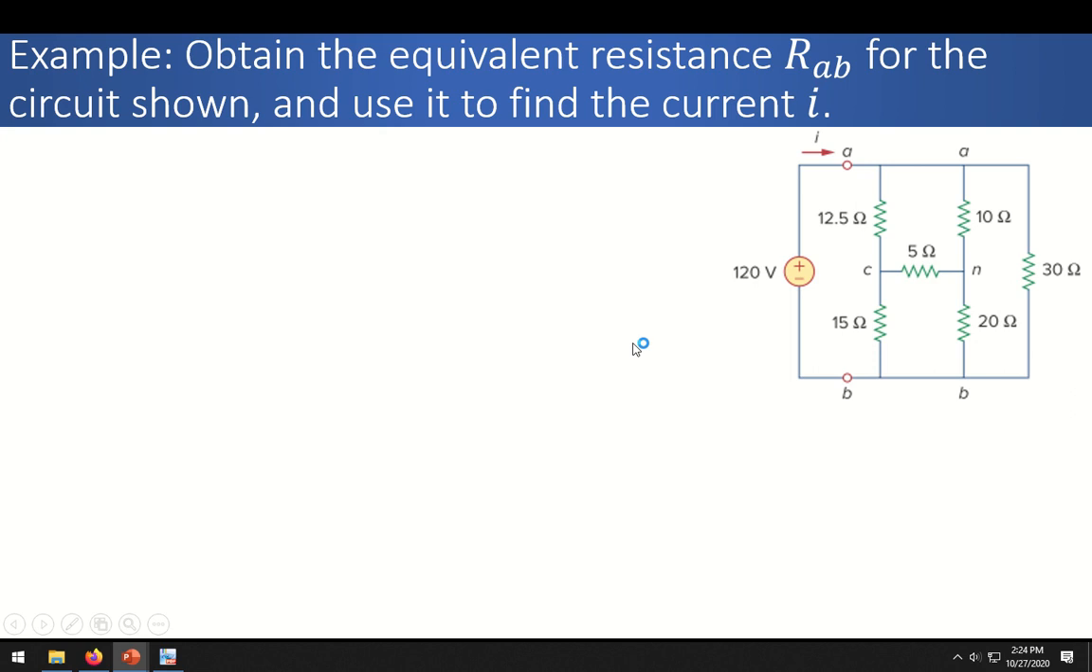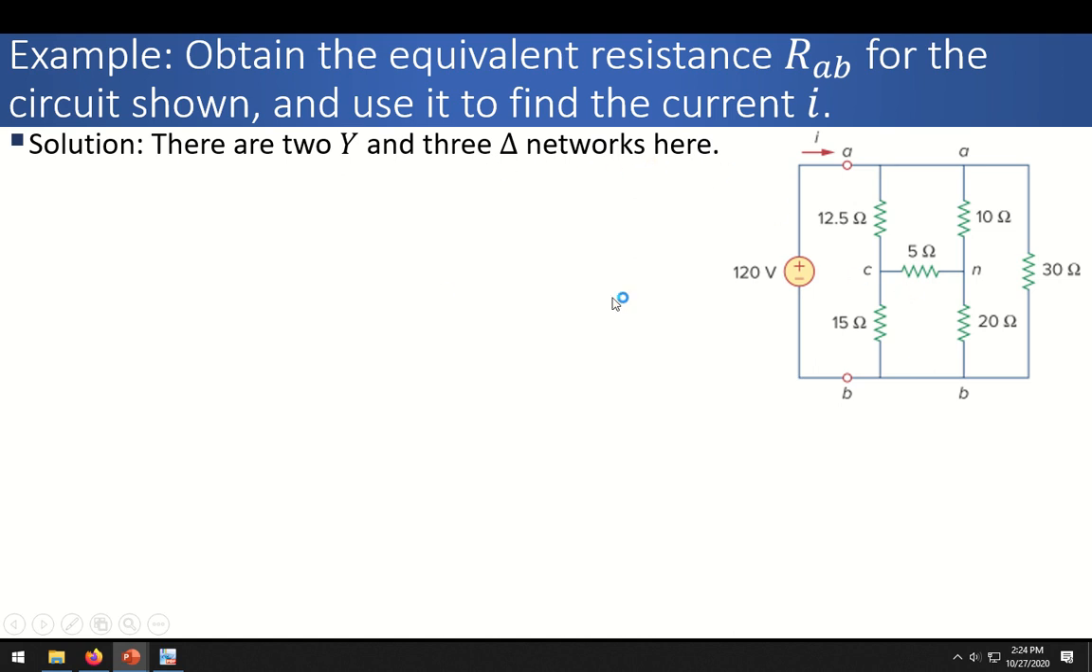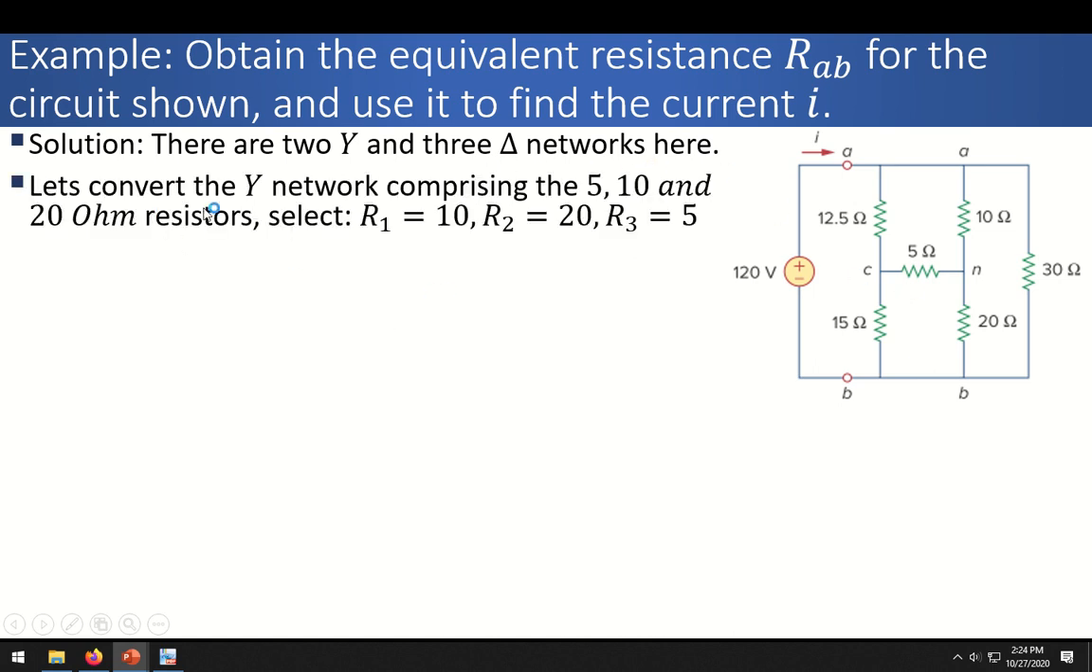So this means that we can use the star-delta or Y-delta transformation to simplify the circuit, and then we can see how we can further simplify. So let's start. There are two Y networks and three delta networks, just like we mentioned here. So let's convert the Y network comprising 5, 10 and 20 ohm resistances. Select R1 equal to 10, R2 equal to 20 and R3 equal to 5. So this is R1, R2 and R3. So we will be converting this Y network into the corresponding delta network. So we can use the equations for Y to delta networks.